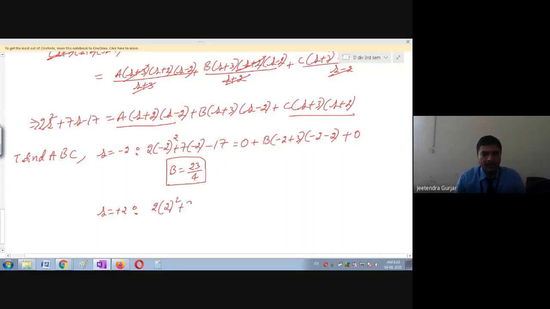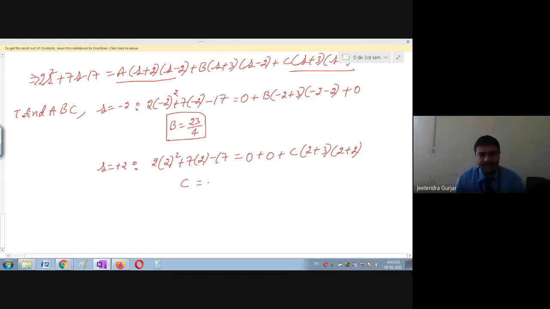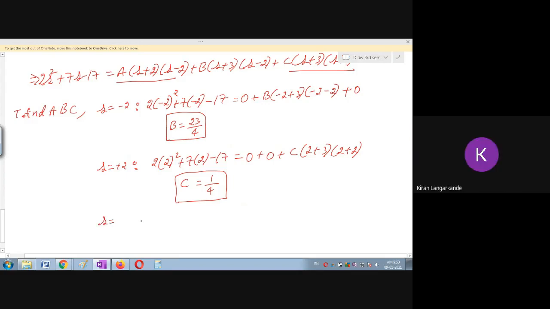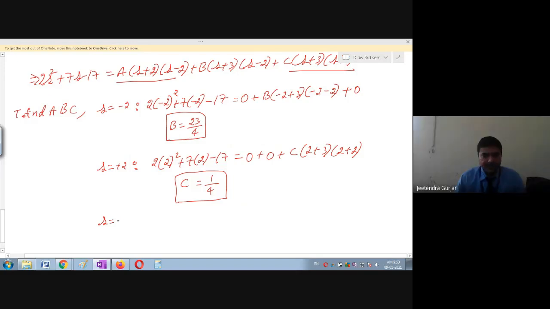2 square plus 7 into 2 minus 17 is equal to, A is 0, B is 0 plus C, 2 plus 3 and 2 plus 2. Can you tell me what is the value of C? 1 by 4. Excellent. You got the correct answer. C is equal to 1 upon 4 is the correct answer. Can you tell me what will be the next value I have to substitute? Minus 3. Minus 3, very good.